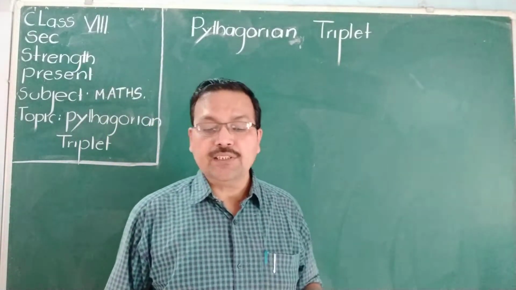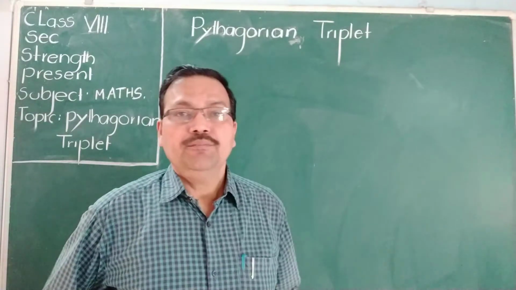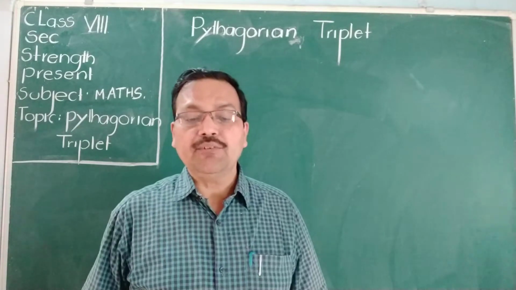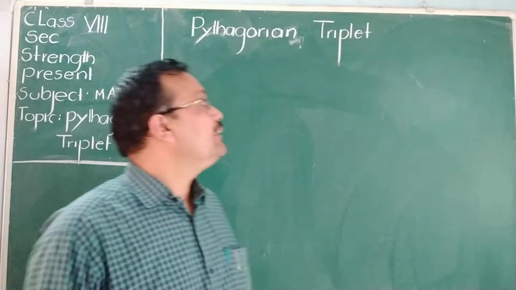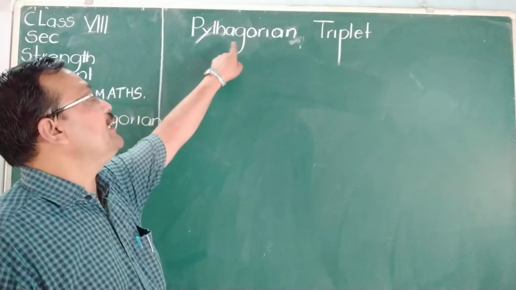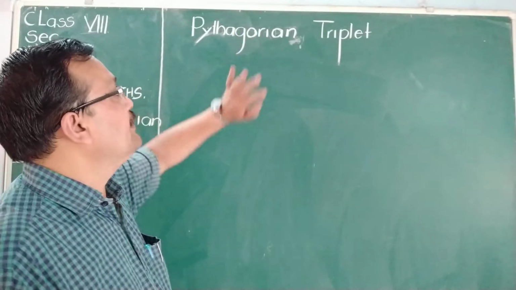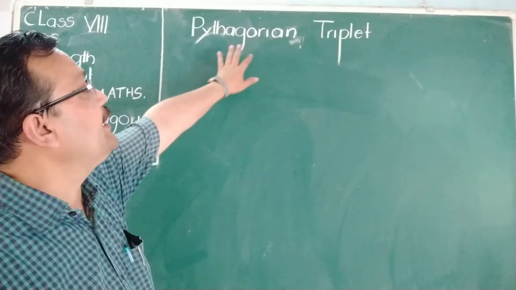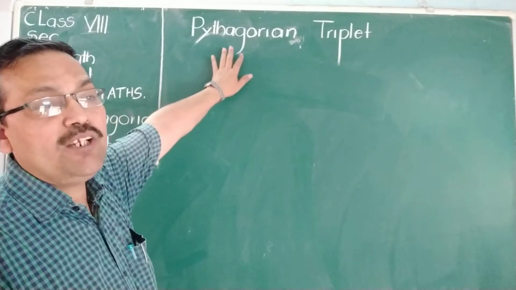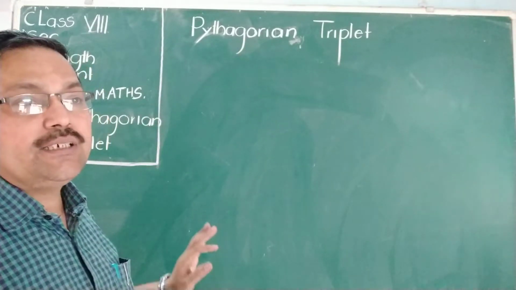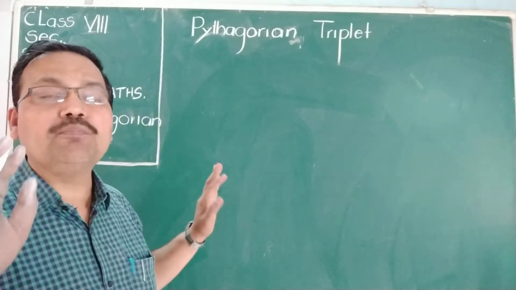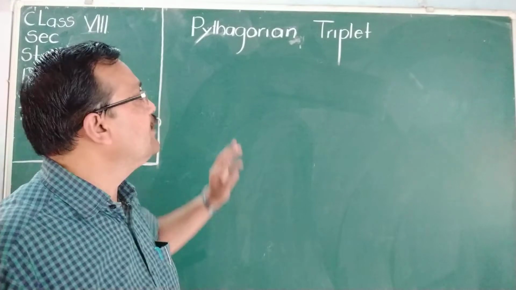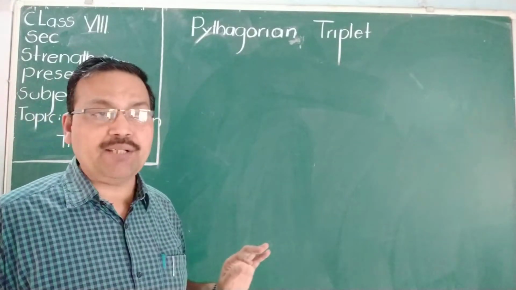Today we shall discuss Pythagorean triplet. Students, the name of the topic is Pythagorean triplet. The first term of the topic is Pythagorean. What do you mean by Pythagorean? It means somehow it is related to Pythagoras, the great mathematician. So it is called Pythagorean triplet.